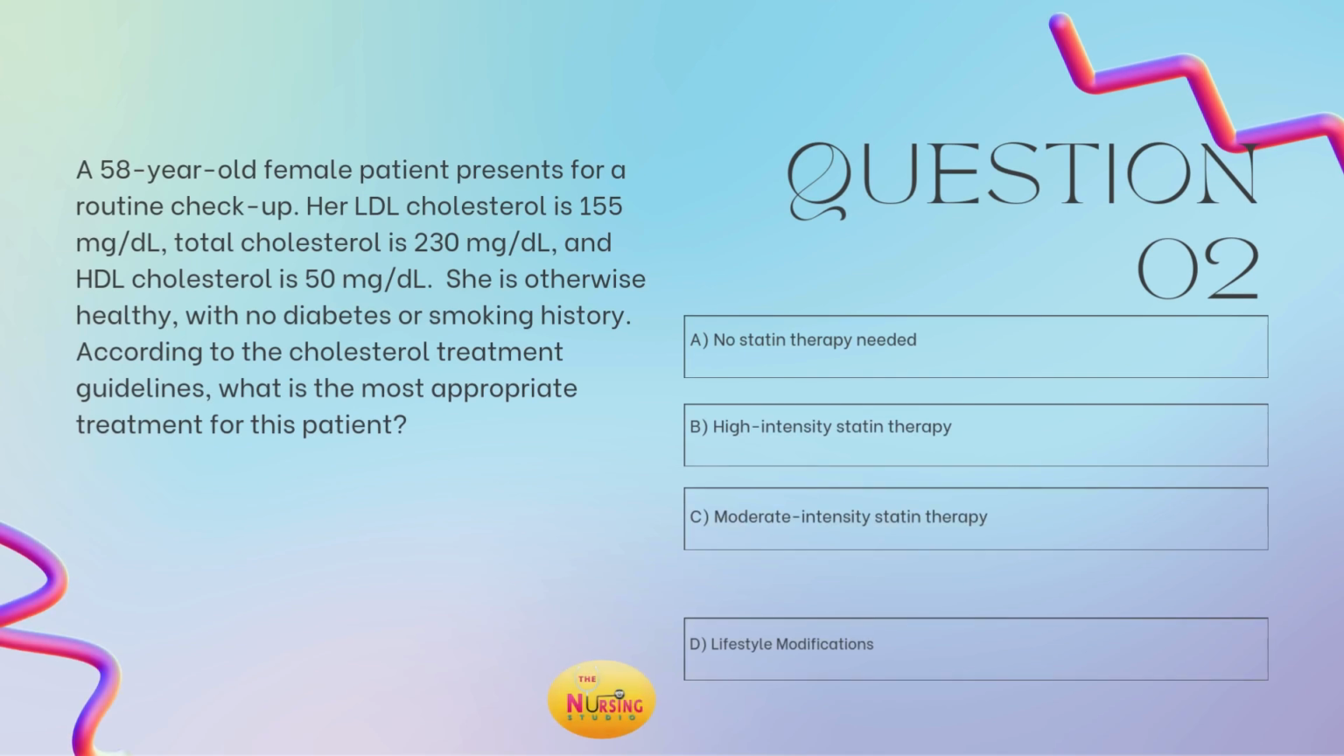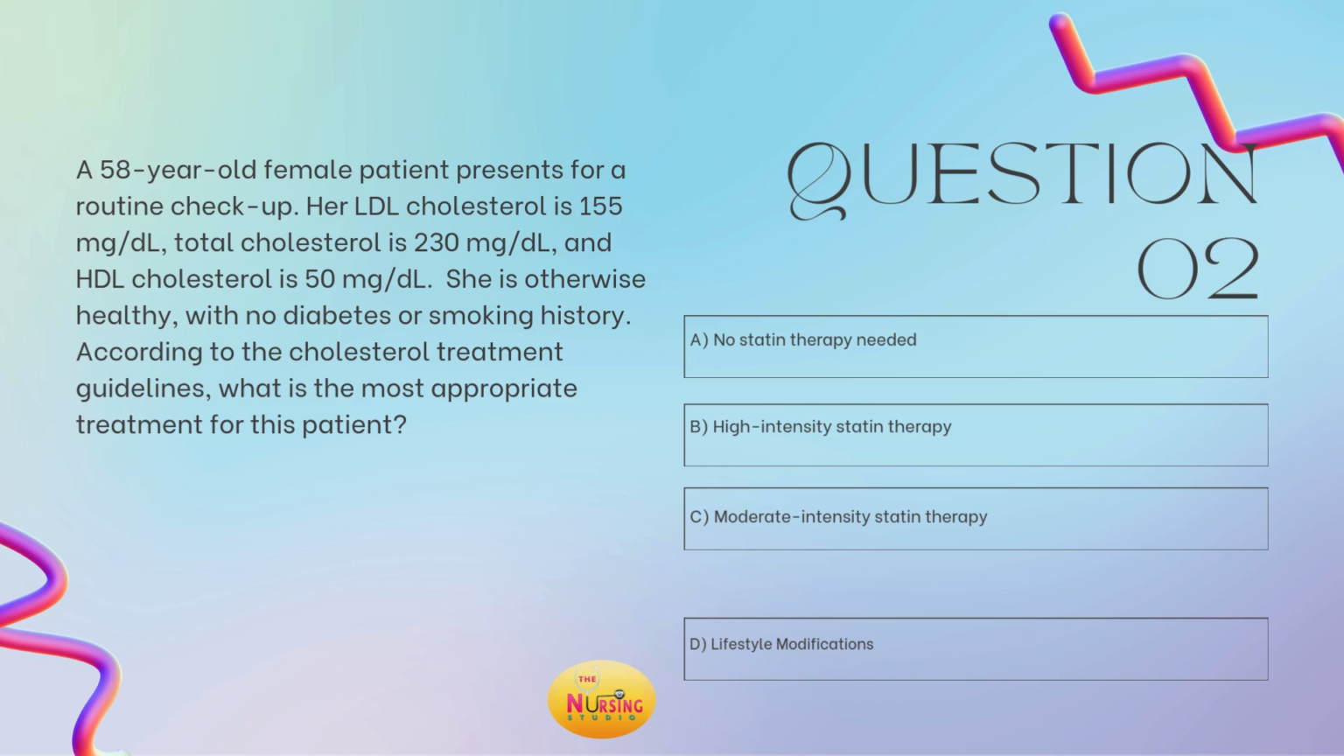All right, question number two. A 58-year-old female patient presents for a routine checkup. Her LDL cholesterol is 155 milligrams per deciliter. Total cholesterol is 230 milligrams per deciliter, and her HDL is 50 milligrams per deciliter. She is otherwise healthy, no diabetes or smoking history. According to the cholesterol treatment guidelines, what is the most appropriate treatment for this patient? Is it A, no statin therapy needed? Is it B, high intensity statin therapy? Is it C, moderate intensity statin therapy, or is it D, lifestyle modifications? Take a moment and tell me what you got in the comments, y'all.